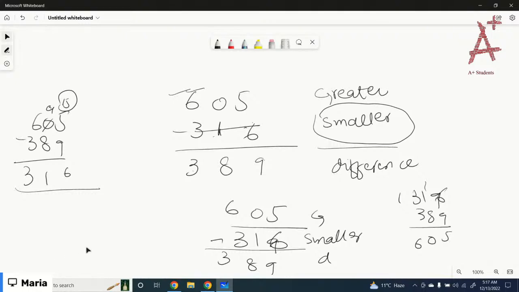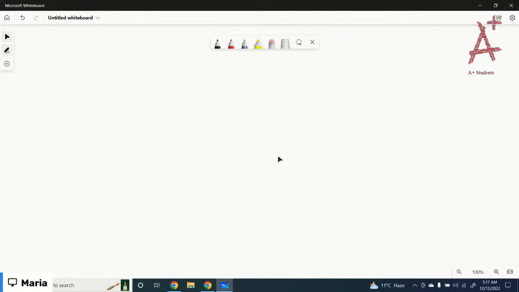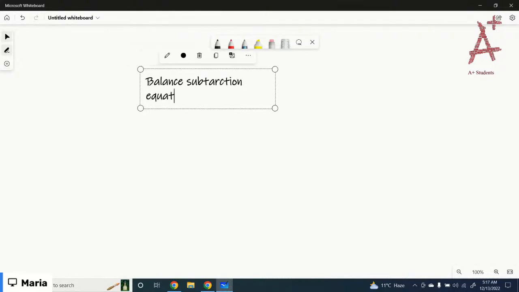Okay, let's just start with the next lesson. And the next lesson is balance subtraction equations up to 3 digits.